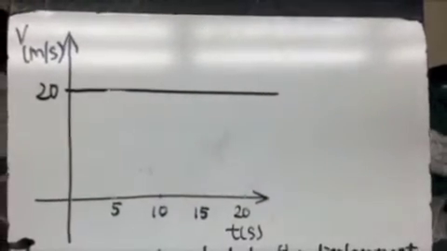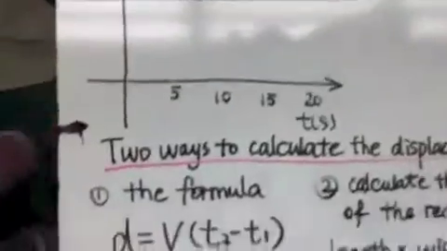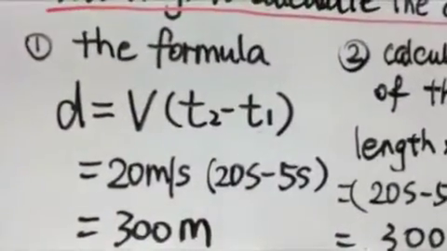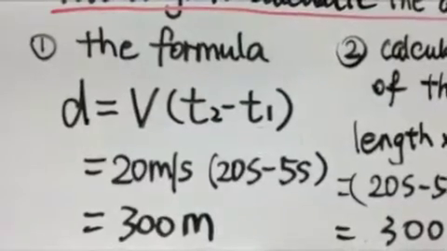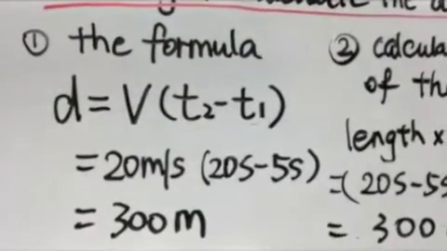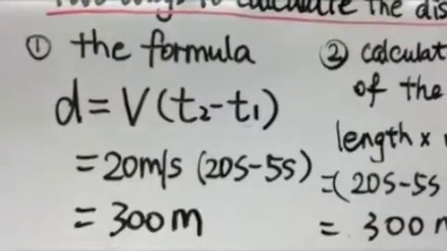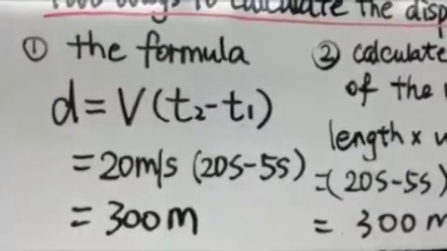Firstly, we are trying to find the displacement by using the formula delta d equals the velocity times delta t. Now, we sub the numbers into the formula, so the velocity is 20 meters per second and the time is 20 seconds minus 5 seconds, which is 15 seconds. And the displacement is 300 meters.